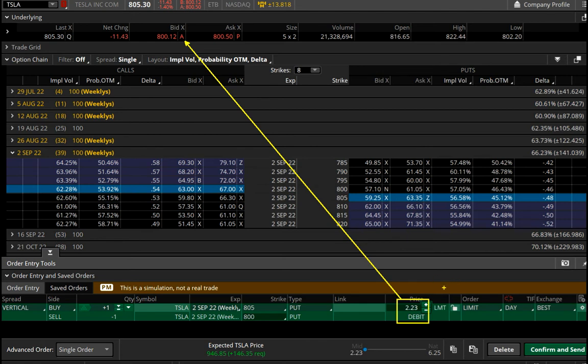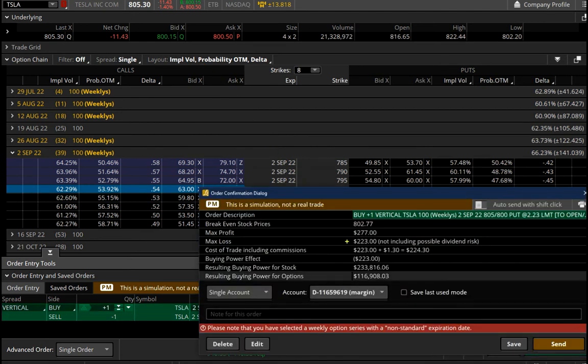So what can I do with this? What's the benefit of this? Well, I'm essentially risking $223 today to make $277 in 39 days. And the way I do this is, if the stock price is below our strike price of $800.